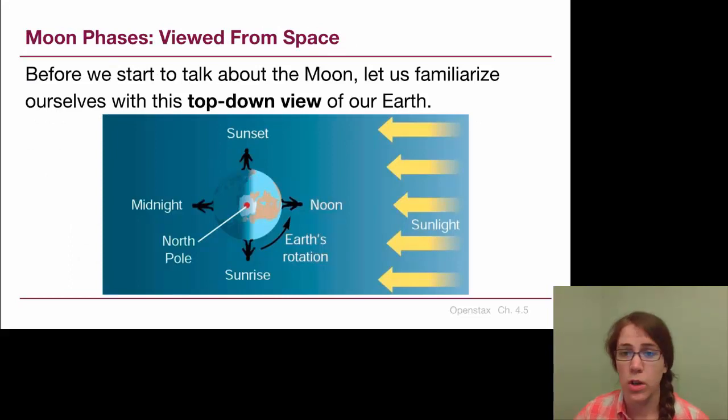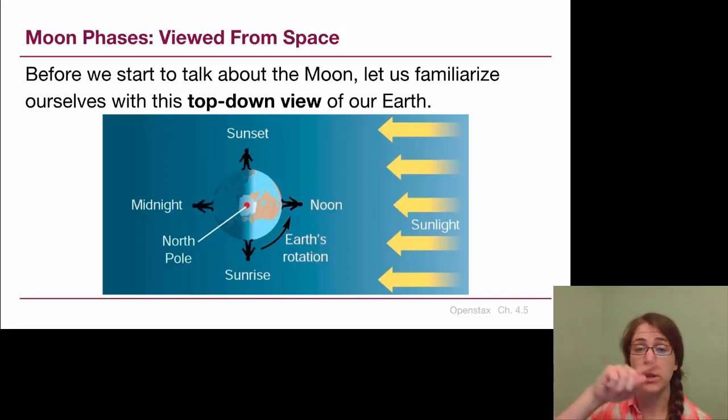Before we start to even talk about the moon at all, let's make sure that we can understand this top-down view of Earth. So first of all, what we're looking at is a person, and let's imagine that they're standing at the Earth's equator. And as the Earth rotates every 24 hours, the person goes around in 3D space through all of the different directions that we see here: noon, sunset, midnight, sunrise.